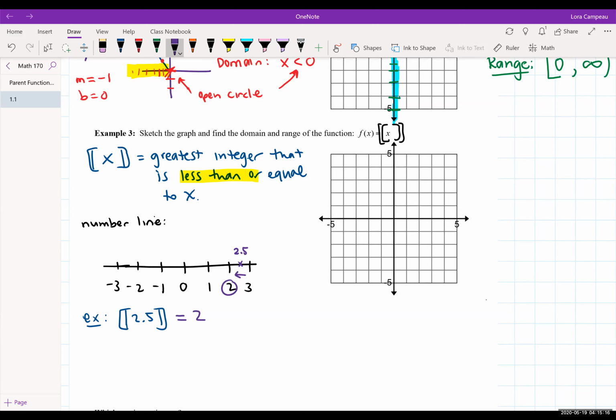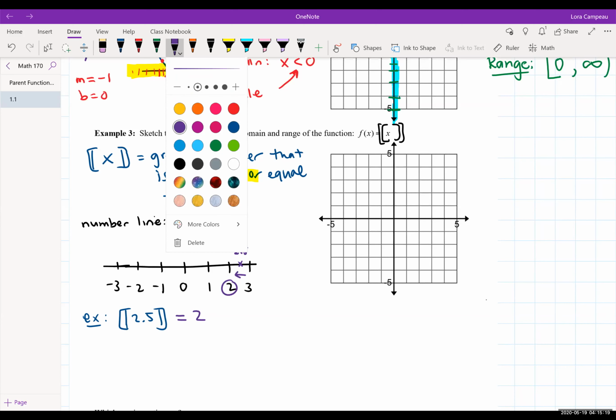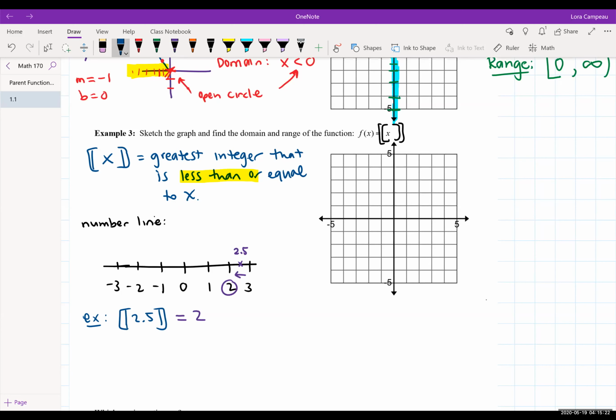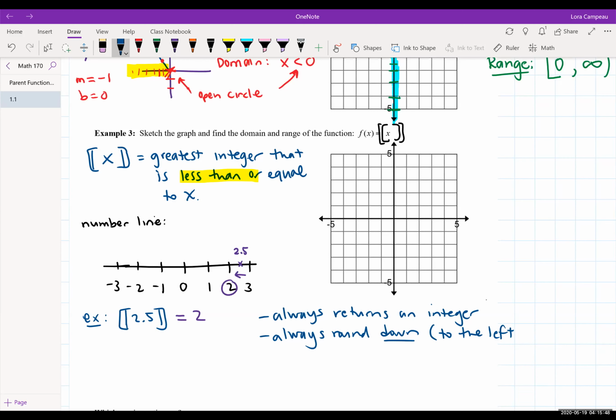So we always look at returning an integer. I think I'll write this. Greatest integer always returns an integer back to you. And we always round down. And I like to emphasize when you round down, you're actually looking to the left. Sometimes it gets a little bit shaky if we're dealing with negative numbers. We're not as comfortable sometimes with that. So if I can keep that in mind, I'll go with it.